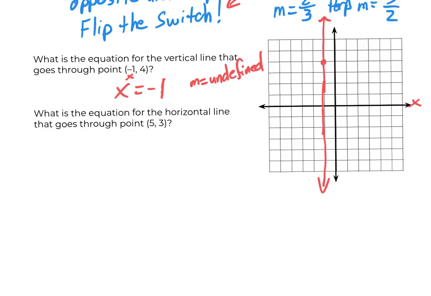Okay, if we graphed the point 5, 3, and we made a horizontal line, make sure you understand the difference between horizontal and vertical, okay? This time, it only crosses the y-axis. So when we write this equation, it's never going to cross the x, so we don't want an x in our equation. And so here our equation would be y equals 3.